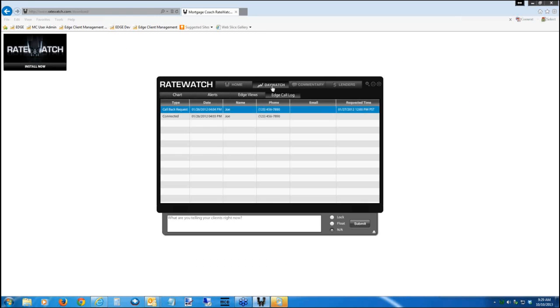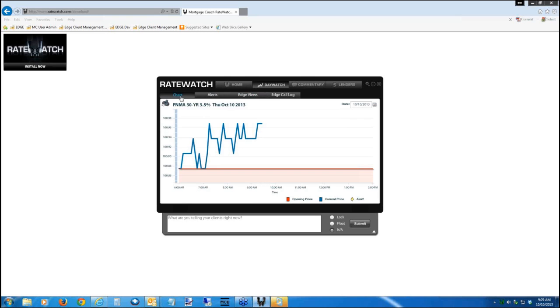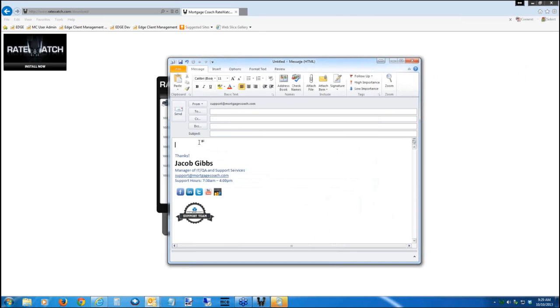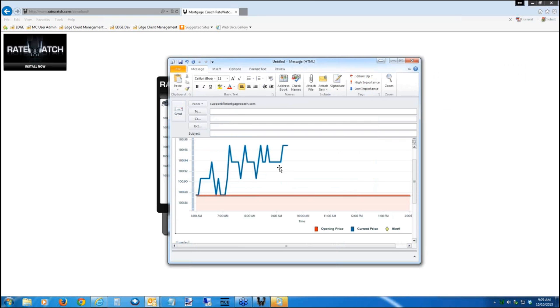One of the things I wanted to show you, Tony was talking about what do you do with the DayWatch charts? How do you deliver these? Something really important that you should know is all you have to do is right-click on the charts and hit copy. Then you can paste this into an email. Just literally right-click and hit paste, and now you've got a chart that you can send directly out.